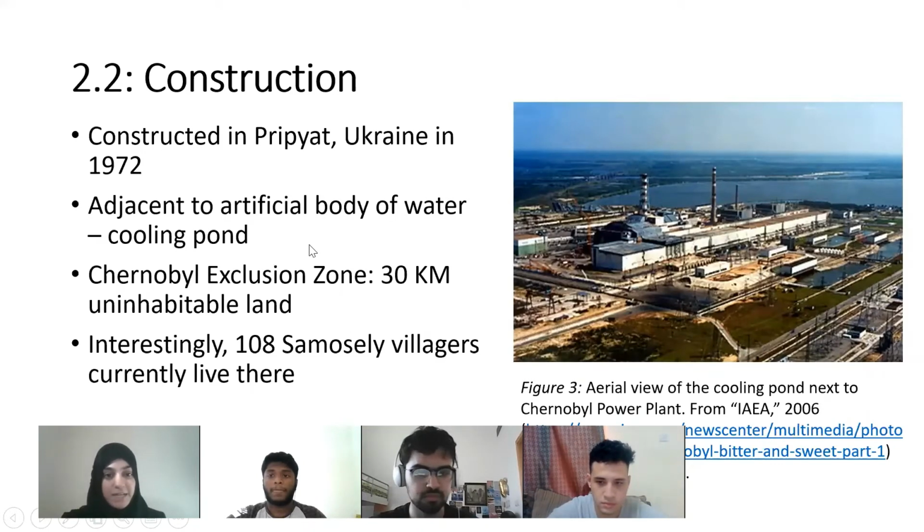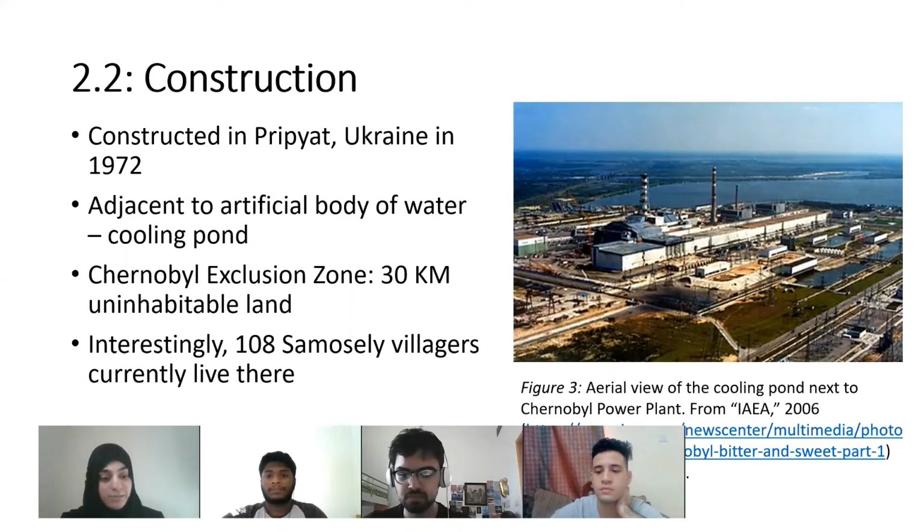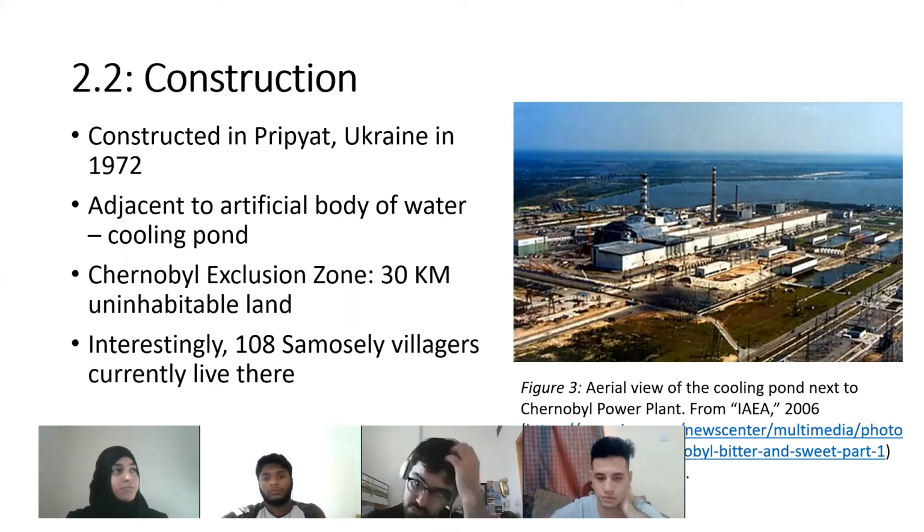Construction took place, like I said, in Pripyat, and it took place adjacent to an artificial body of water, which was used as a cooling pond. This was a very expensive project and has become more expensive still because there is a sarcophagus currently covering the reactor that exploded. Right now, there's a 30-kilometer radius around the power plant that is called the Chernobyl exclusion zone. By law, it's mandated that people should not live here, but interestingly, 108 people actually live in this area. These people are called Samosely villagers.